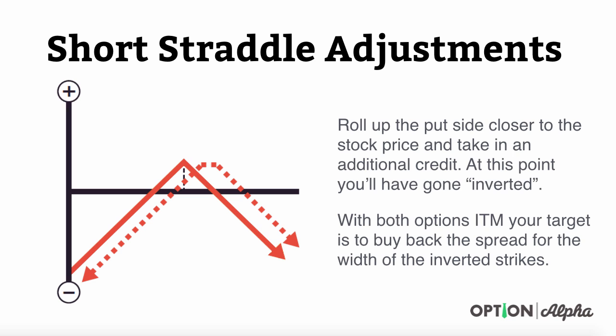With both options technically in the money, your target is to buy back the spread for the width of the inverted strikes. So you can't buy it back for 0. It won't go to 0. Once you're inverted, the most you can make is whatever value there is down to the width of the strikes. So that's a big question we get. With the inverted spreads, you can't just let the options expire worthless. One of them is going to be in the money, or both of them are going to be in the money at the same time.